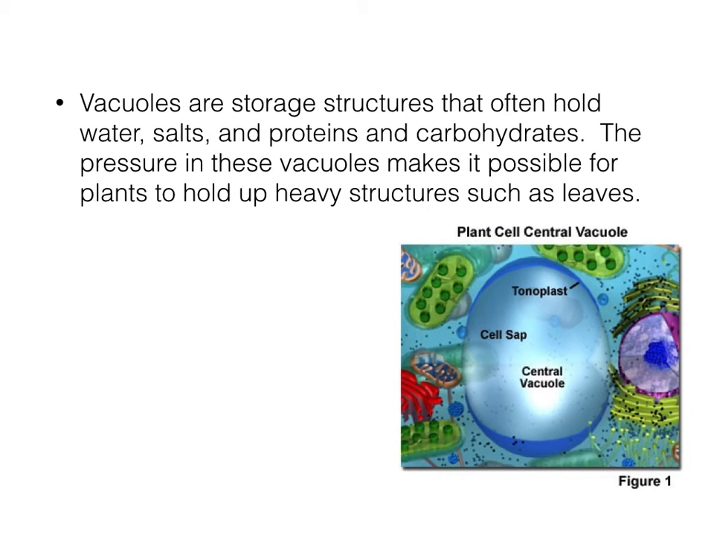The vacuole is a storage structure that often holds water, salts, and proteins and carbohydrates. The pressure in these vacuoles makes it possible for plants to hold up heavy structures such as leaves. Okay, so the vacuole is going to be kind of like a bubble in the middle of the cell that fills up and creates pressure, allowing some support for the cell.